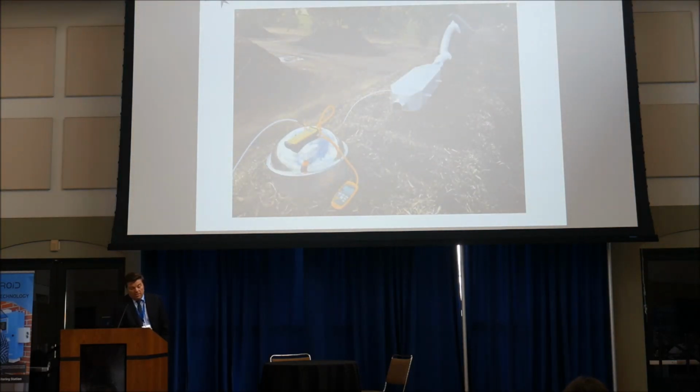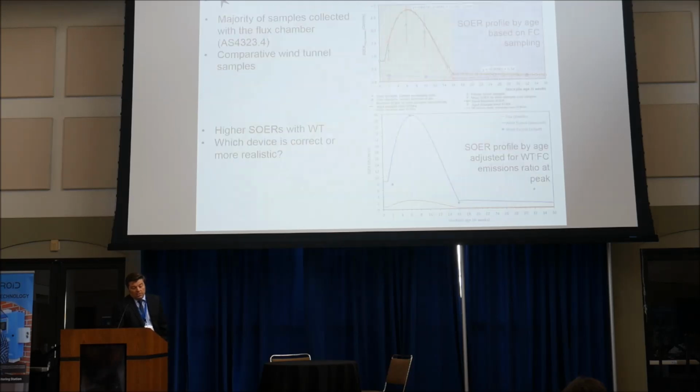This is an image of the sampling we did with the flux chamber and the wind tunnel on the crest of the windrow. And these are the emissions from the winter sampling. This is the profile we got from the flux chamber up at the top here, on the crest, and then the blue line down here is on the sides. You can see quite a difference. And these are the ages of the stockpiles.